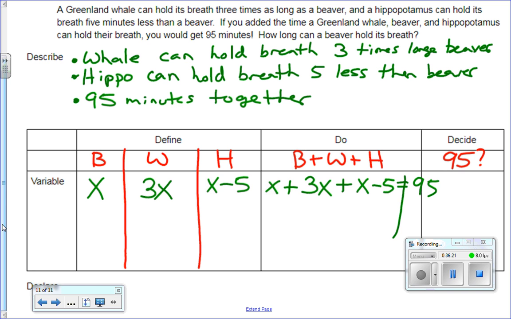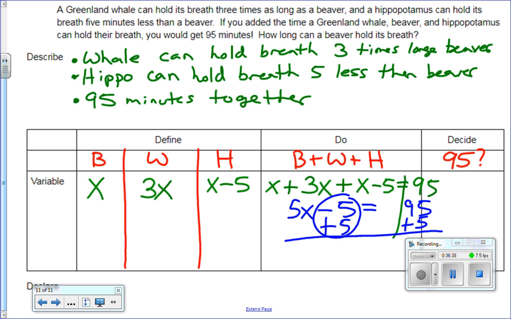Okay, so what do I get when I add them all together? 5x minus 5. So I get 5x minus 5 equals 95. What do I do next? I add 5 to both sides, so 5x equals 100, and then I divide both sides by 5 to get x equals 20. And the question wants to know about the beaver, so the final answer is the beaver can hold its breath for 20 minutes.